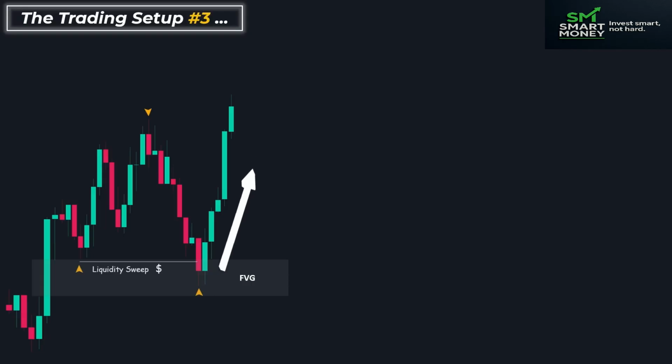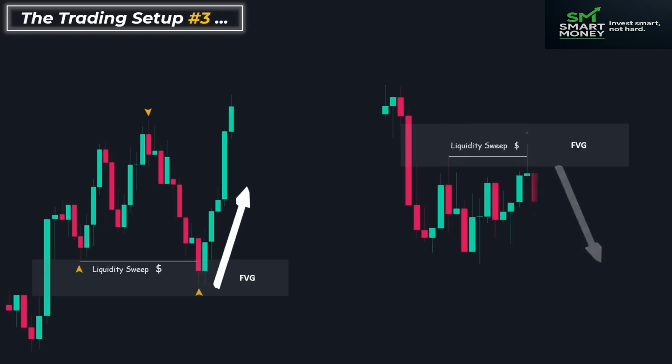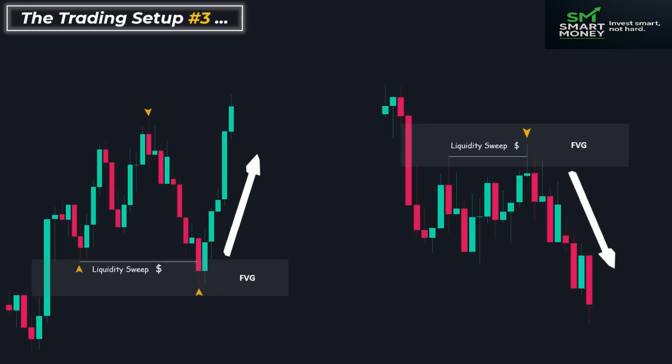the trend. Similarly, in a bearish scenario, the setup occurs when the price sweeps buy-side liquidity, such as the highs of a key supply zone or a group of highs, and then taps into a bearish classic fair value gap. In both cases, the core element is that liquidity is swept immediately before the gap is filled, which creates a strong reaction zone for the price.